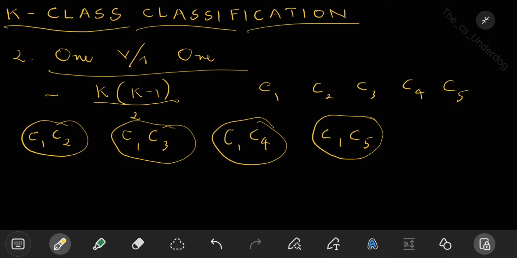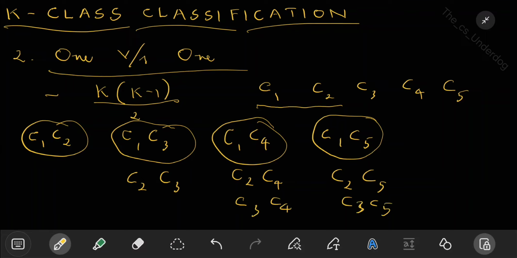Similarly, we want all the combinations. With C1, we took all the combinations. Now with C2, we'll have C2 and C3, then C2 and C4, and C2 and C5. With C3, you have again C3 and C4, C3 and C5. So on, we'll have a lot of classifiers. How do you count the total number of classifiers required in this case? And one more thing, each of the classifiers will tell you which class it belongs to according to the two classes that particular classifier is trained for. So how do you finally decide which class among the K classes does it belong to?